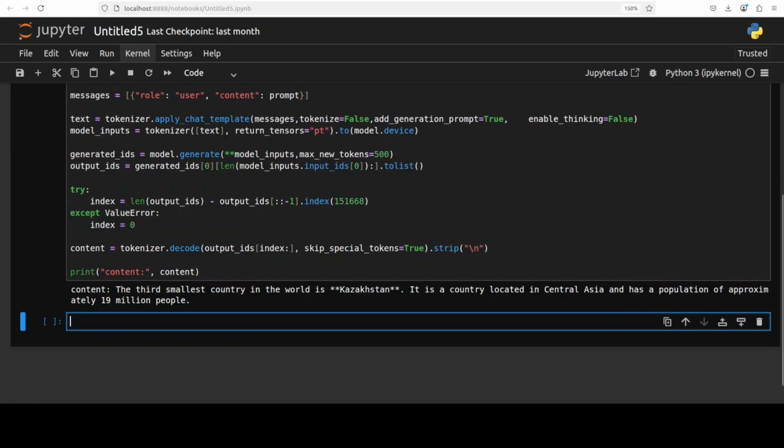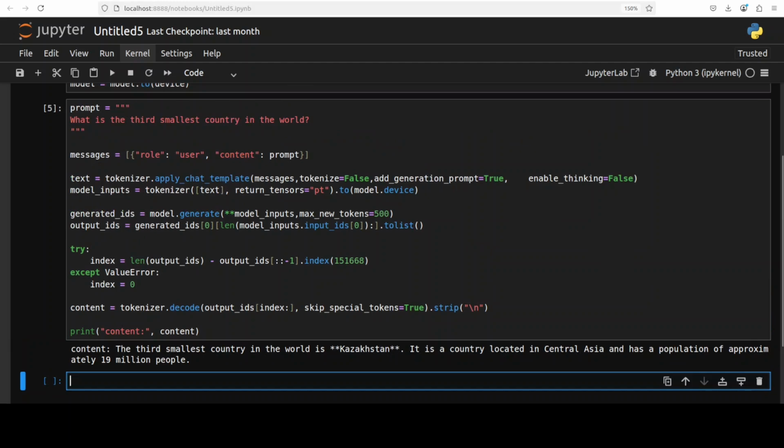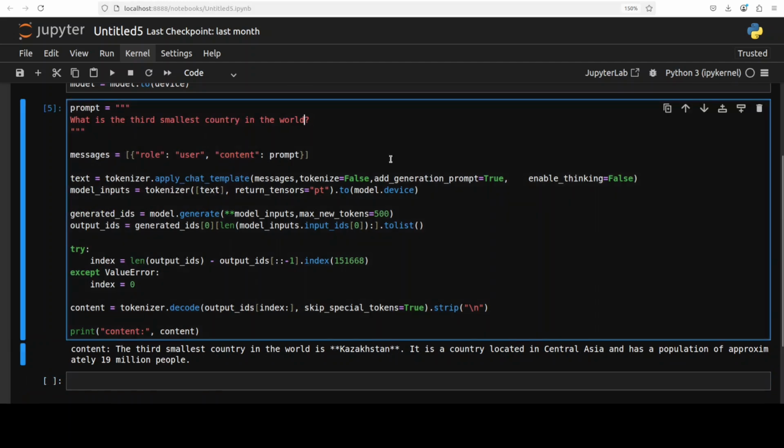And the first response which it has given is totally wrong. It says it is Kazakhstan. The third smallest country is Nauru, which is in the Pacific Ocean, a small island in terms of area. So maybe it is confusing it with population, but even in population, it is not the smallest. I'll just say, what is the third smallest country in the world by area?